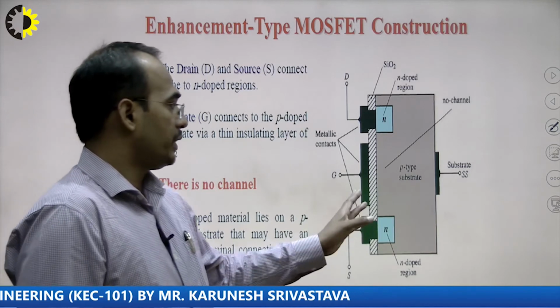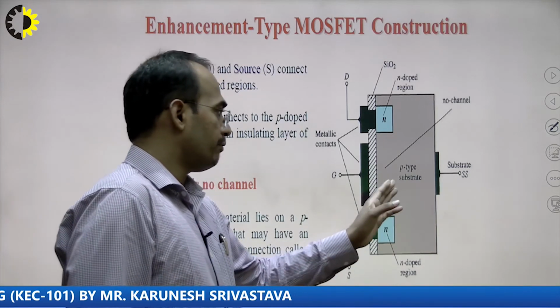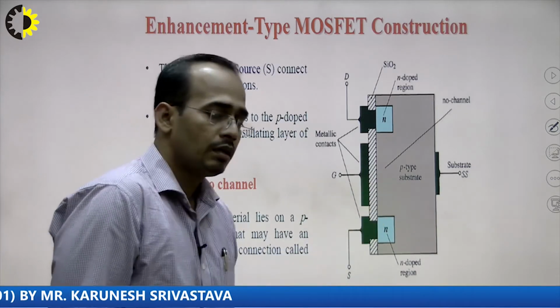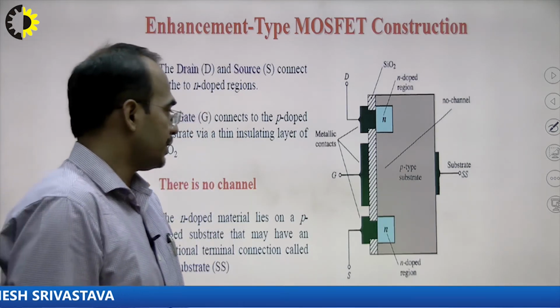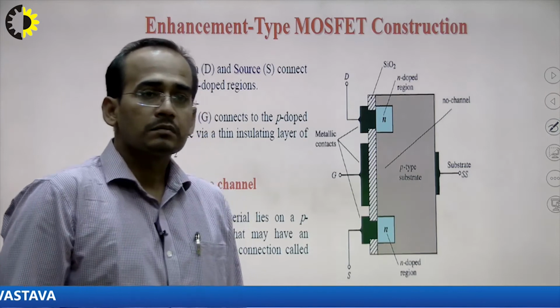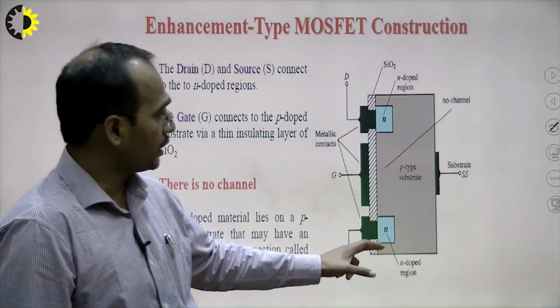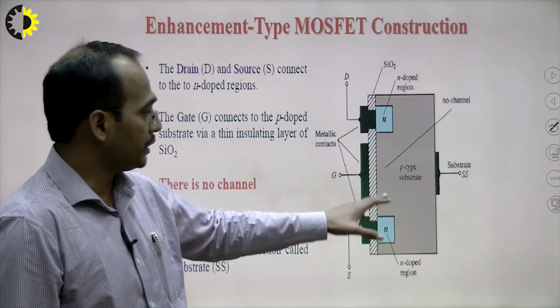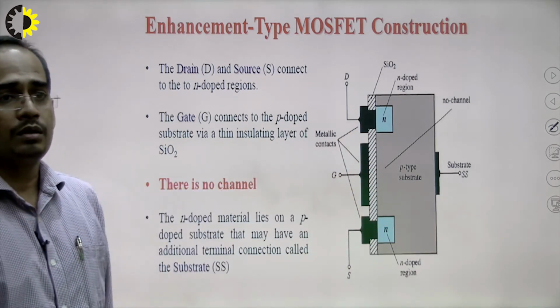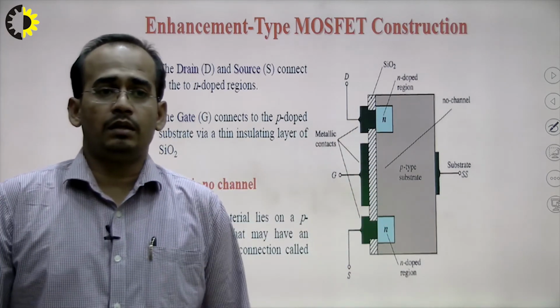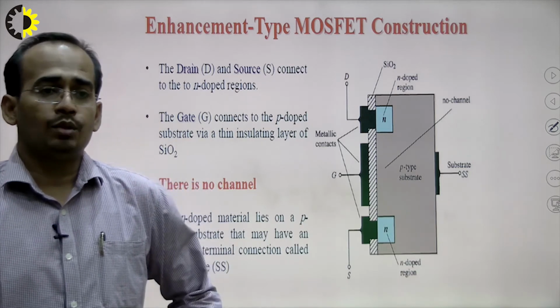So, here we are using the silicon dioxide layer for insulating the p-type substrate and gate terminal. First of all, I will consider the first condition, where there is no channel for the connection between the drain and source. There is no channel between them.